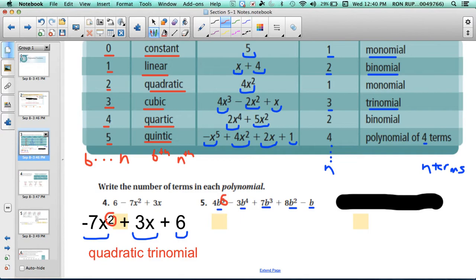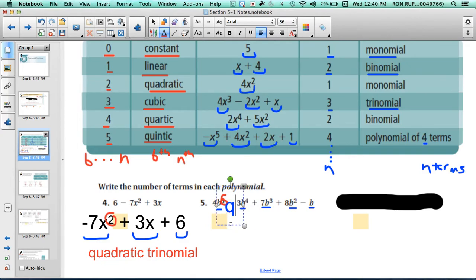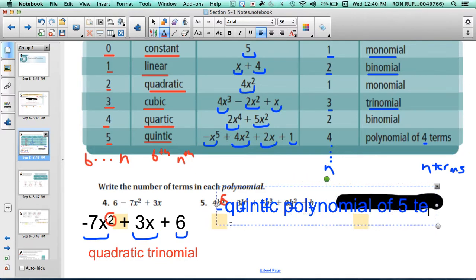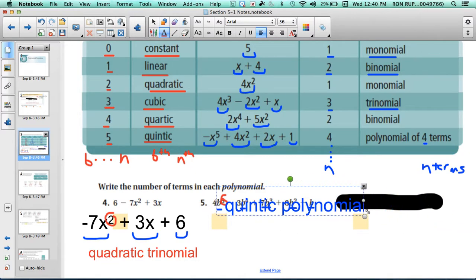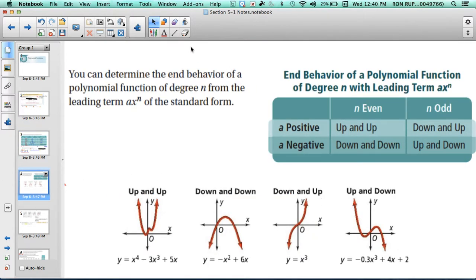So to classify this, we will call this a quintic polynomial of 5 terms. Again, that's what I expect to get from you if you want full credit. Quintic because of that degree of 5, and polynomial of 5 terms because there are 5 terms. Great. Once you have them classified, we are going to talk about end behavior.